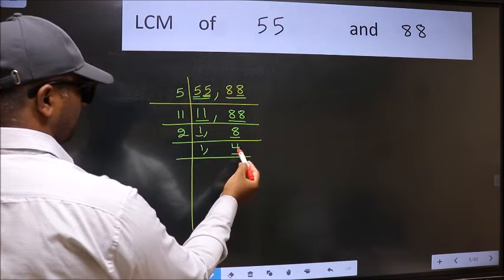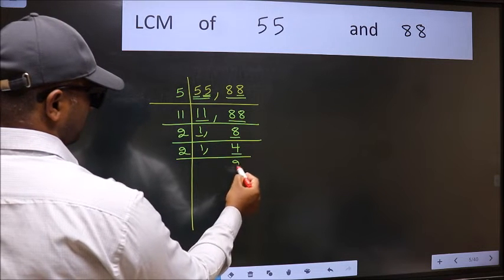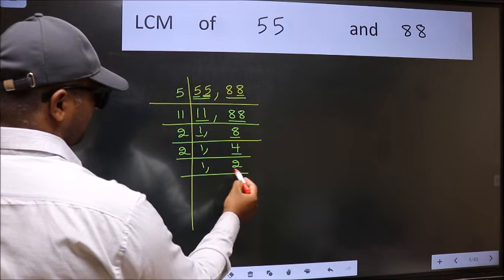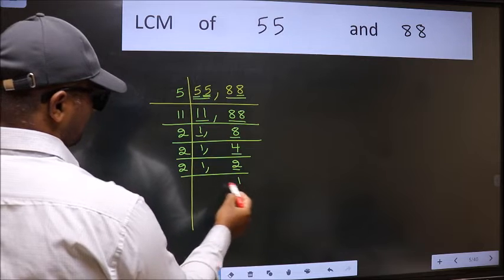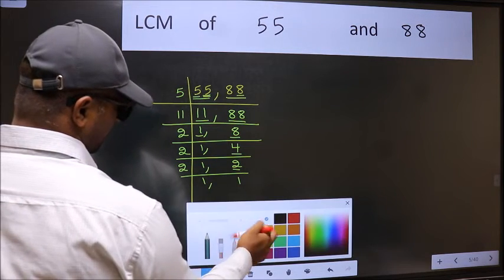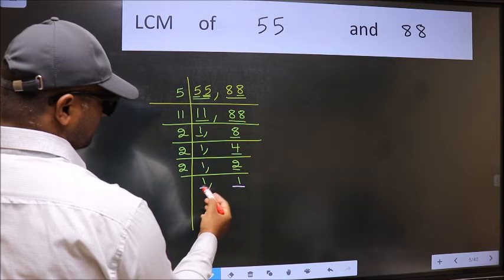Now here we have 4. 4 is 2 2's 4. Now we have 2. 2 is a prime number, so 2 1's 2. So we got 1 in both the places.